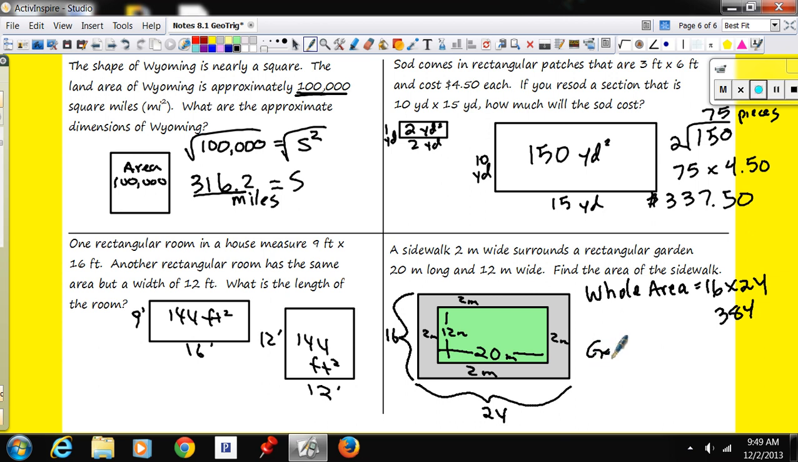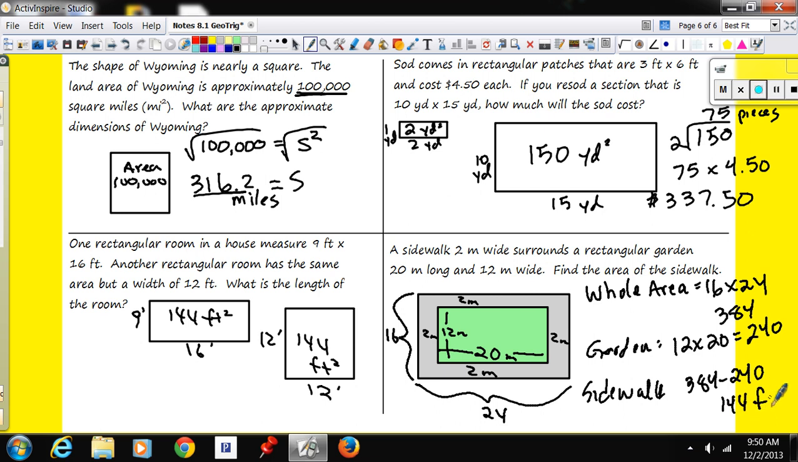Okay, the garden would be 12 by 20. So that's going to be 240. So your sidewalk would be the 384 minus the 240. Yeah, 144 square meters, not feet. So 144 square meters would be the sidewalk area. All right.